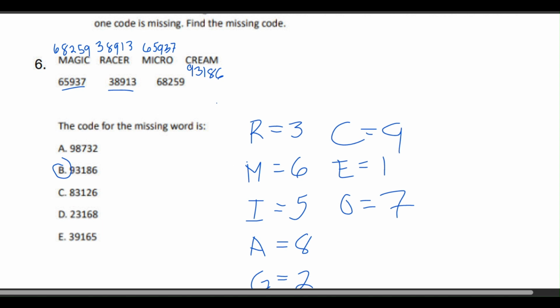Words: magic, racer, micro, cream. Codes: 68,259, 38,913, 65,937. The multiple choices are A 98732, B 93186, C 83126, D 23168, E 39165. The answer is B 93186. The other codes don't match the letters in cream using our letter to number code.